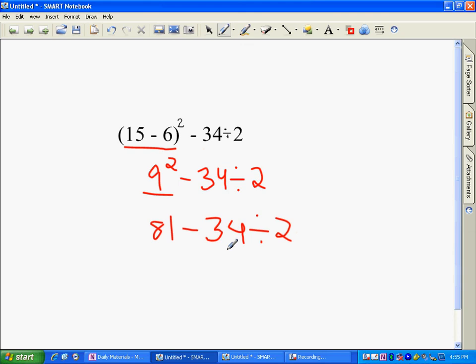And next we have multiplication and division. So we're going to divide right here. 34 divided by 2 is 17. 81 minus 17, which is 64. And so that is our answer right here, 64.